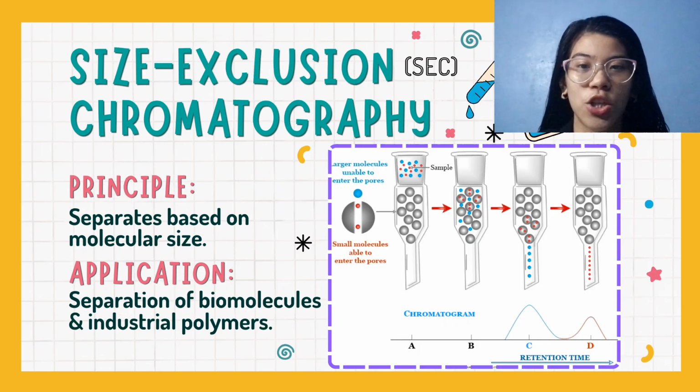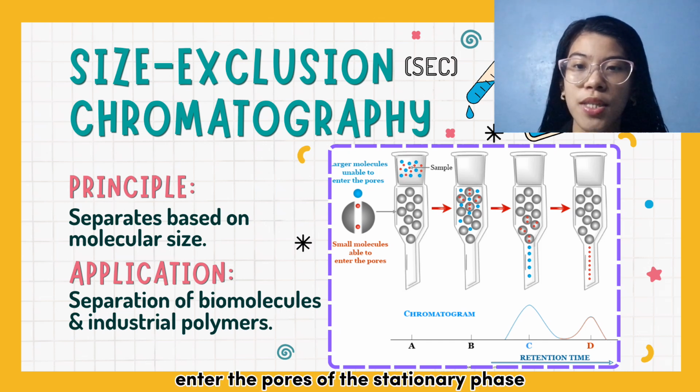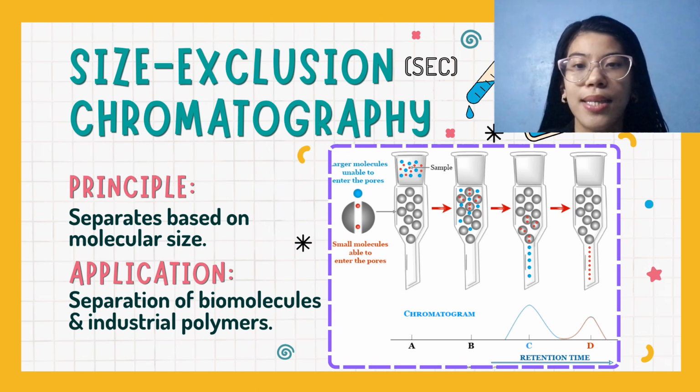Then we have size exclusion chromatography. SEC separates based on molecular size. Larger molecules elute first because they cannot enter the pores of the stationary phase. This technique is often used for separation of biomolecules like proteins, enzymes, nucleic acid, etc., and also industrial polymers.